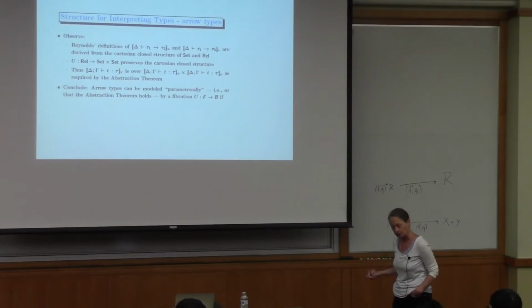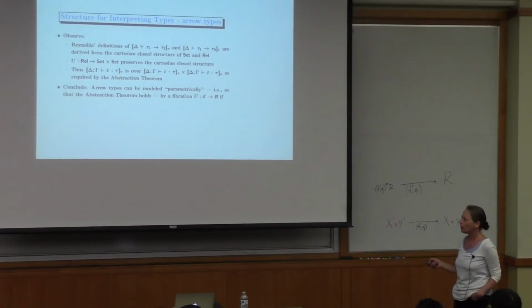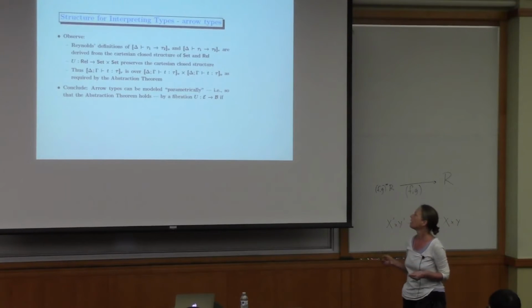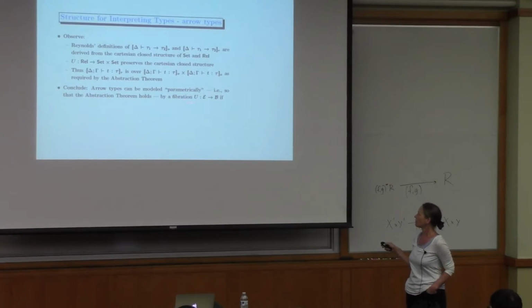So what we can conclude, if we just stand back, is that we can model arrow types parametrically, so that they map related things to related things. In other words, so that the abstraction theorem holds. We can do that in an arbitrary fibration if the base B and the total category E are Cartesian closed categories, just like here, Rel and Set are Cartesian closed.